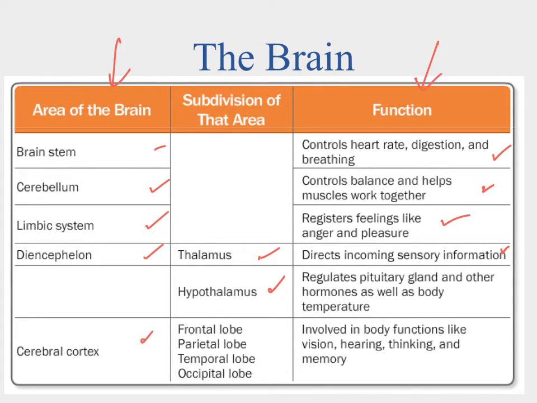We also have the cerebral cortex, and in the cerebral cortex is where we find our 4 lobes of the brain, and this is where we have our vision, hearing, thinking, memory. This is our thought processes. So those are the basic parts and functions of the brain.